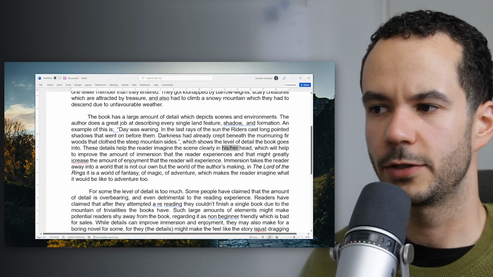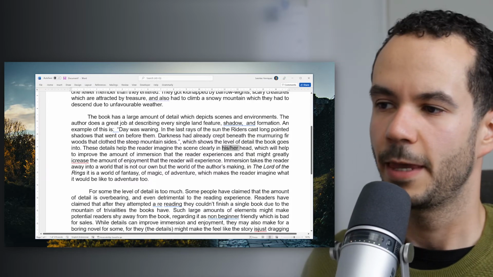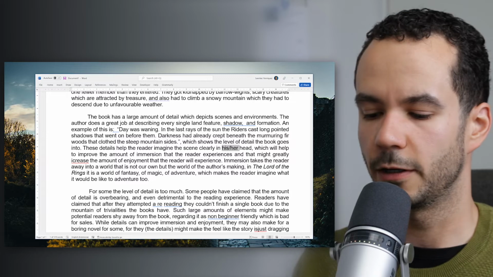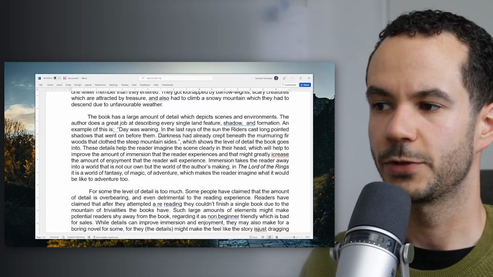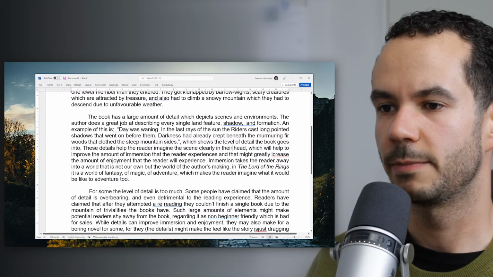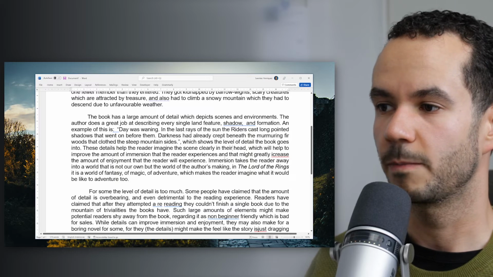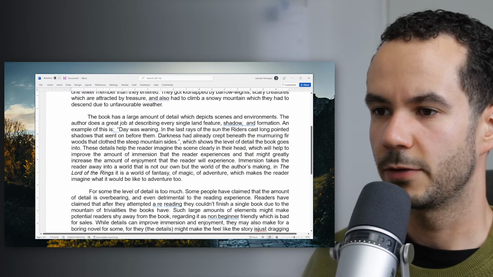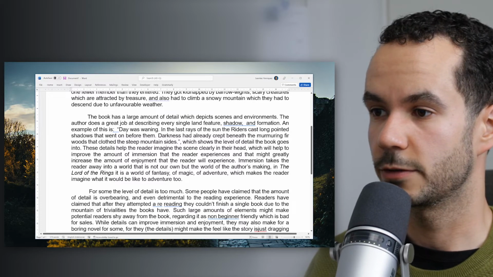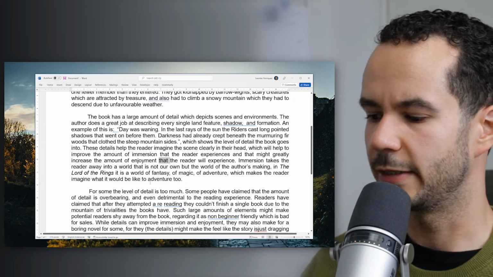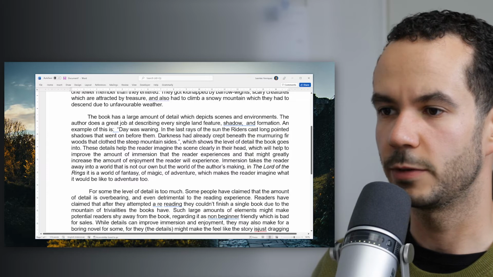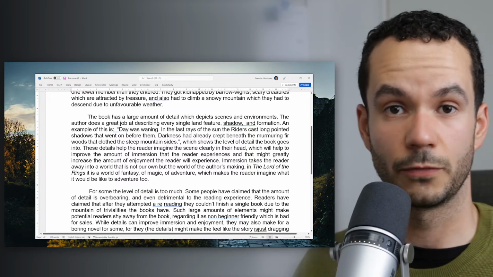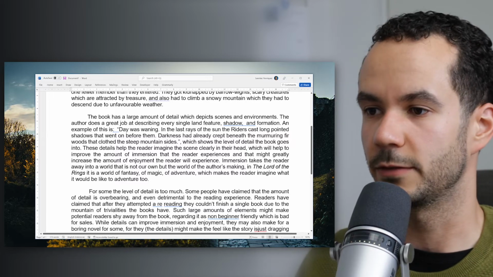Now what we can do here is use singular they. And we can use singular they when we don't want to use this construction his/her. So I'm going to say "their," singular they, which will help to improve the amount of immersion that the reader experiences, and that might greatly increase, there's a typo here, the amount of enjoyment the reader will experience. I'm going to remove some of these "that's" to make it less wordy. We don't need it because we have a subject here. So we can remove that if there's a subject in that dependent clause.